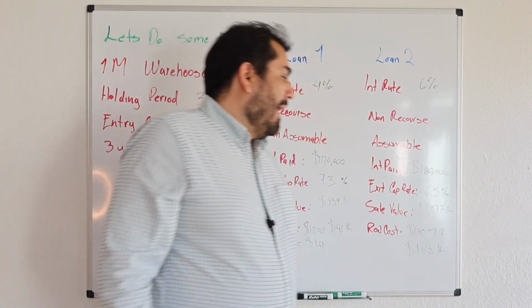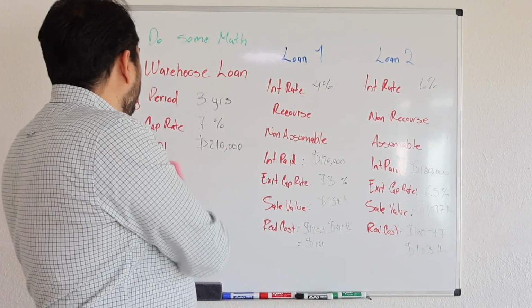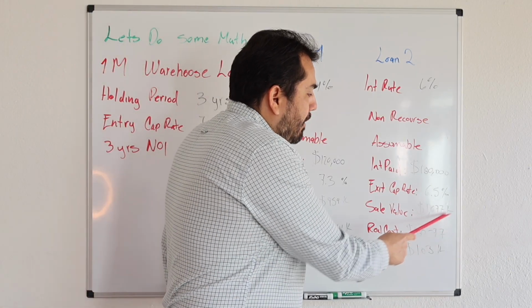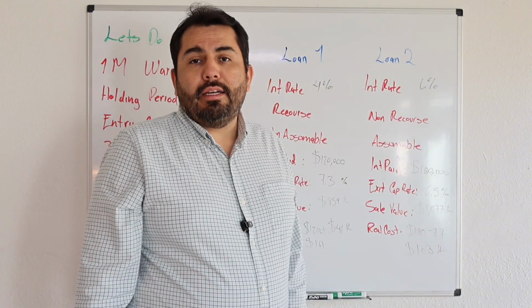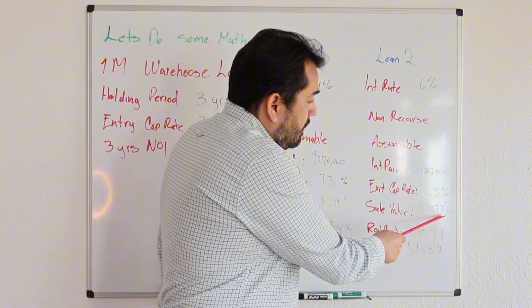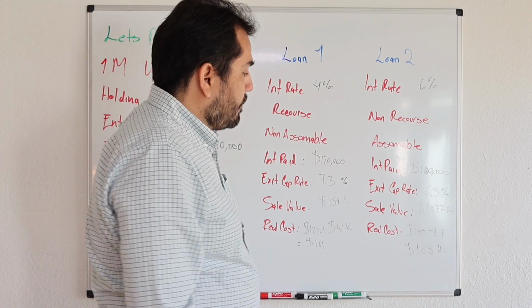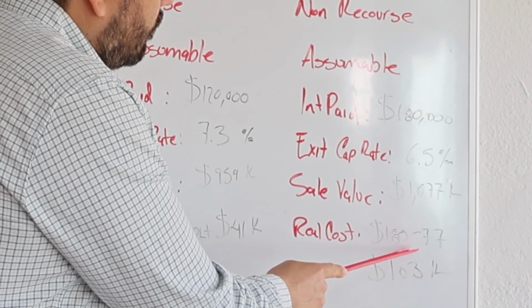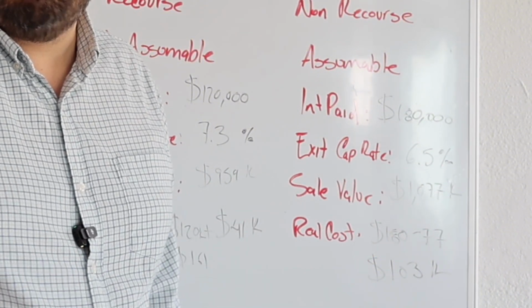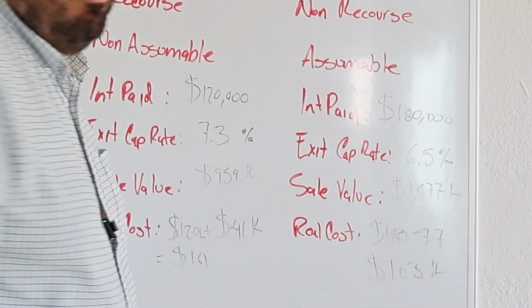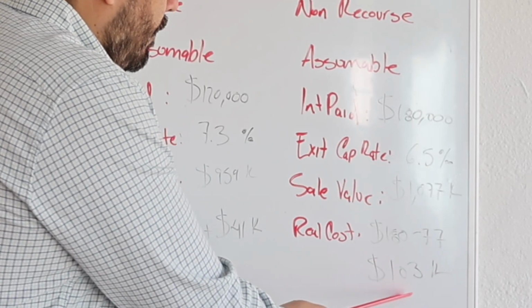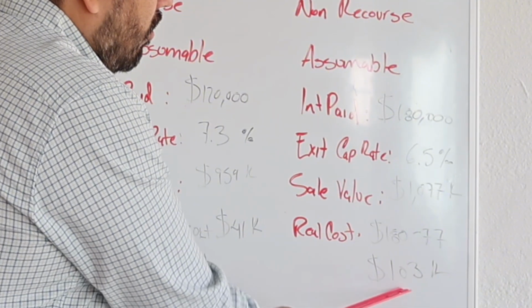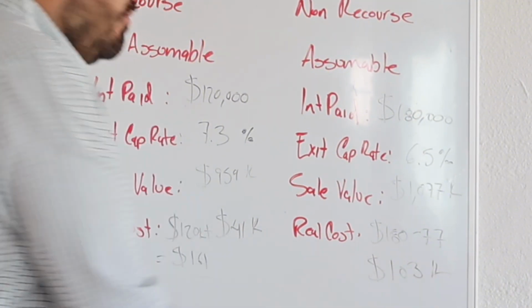So sale value will be higher than the purchase value, which is 1 million. Okay, so that means we have here a profit of $77,000. Okay, so the real cost of the loan will be the $180,000 we pay for the interest, less the appreciation we have in the property. So we had 180 less 77, so we have a real cost here of $103,000.